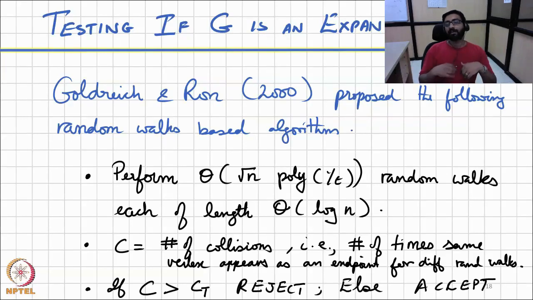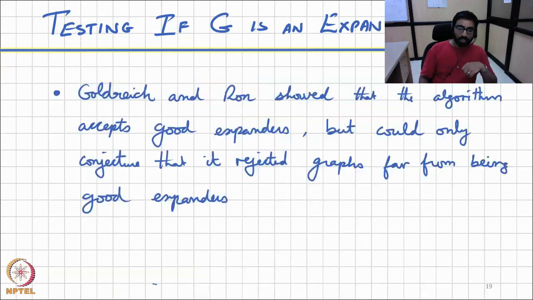So it's a very, very interesting algorithm, but Goldreich and Ron were not able to say much about this algorithm. They were able to say that the algorithm accepts good expanders, and this is fairly straightforward because for good expanders, these random walks are going to be completely mixed, which means that their distribution is going to be very close to the uniform distribution, and the number of random walks is chosen so that it's just shy of the threshold for significant collisions to take place. So you will not find too many collisions.